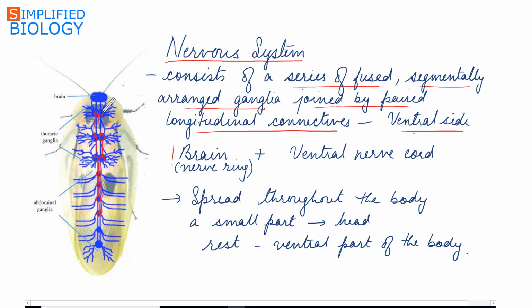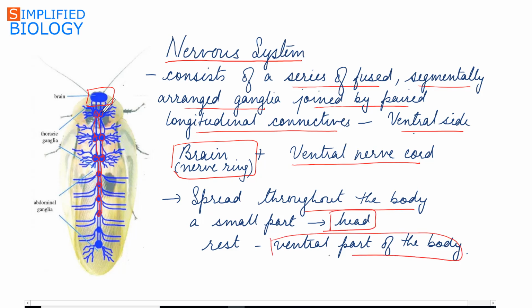The nervous system consists of the brain, which is a nerve ring present at the head, and the ventral nerve cord. It spreads throughout the body, a small part of which is present in the head, while the rest is present in the ventral part of the body. That is why when the head of a cockroach is cut off, it still lives for at least 1 week.